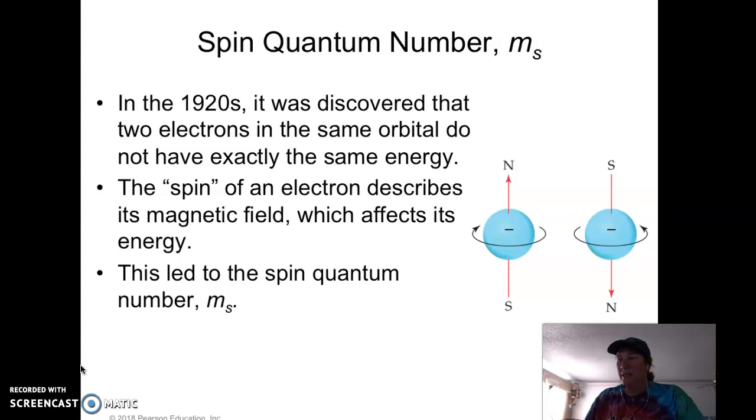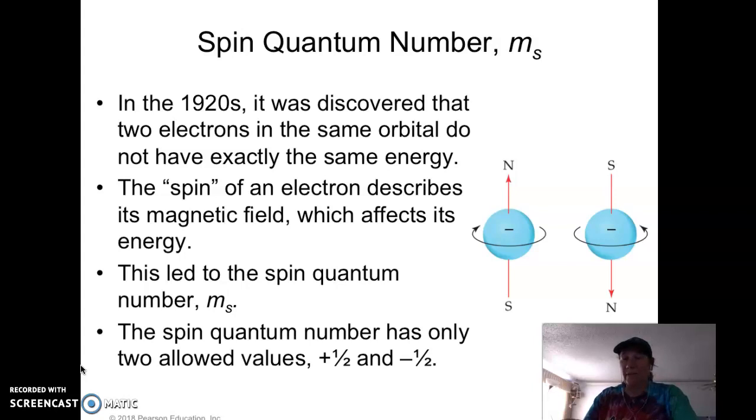And then the next one is the magnetic one, and that actually tells you their orientation. And then the fourth one is the spin. Again, that's which way are they spinning? It's either plus one half or minus one half. Those are the only values they have for it. So if one's at plus one half, the other one has to be minus one half. And again, they cannot be spinning in the same direction. They'll kick each other out. Their repulsive forces will push each other out of the orbital.